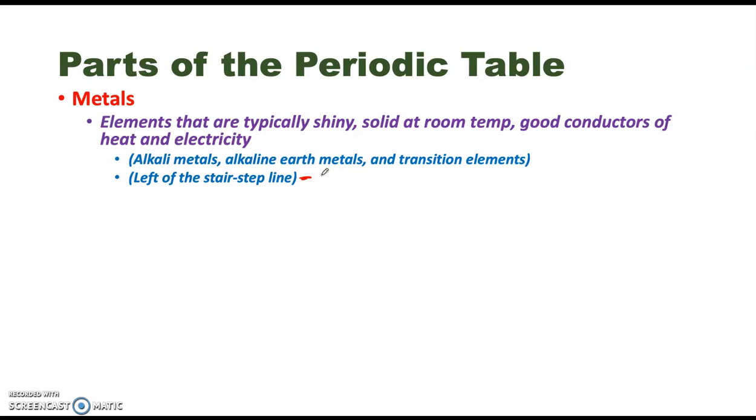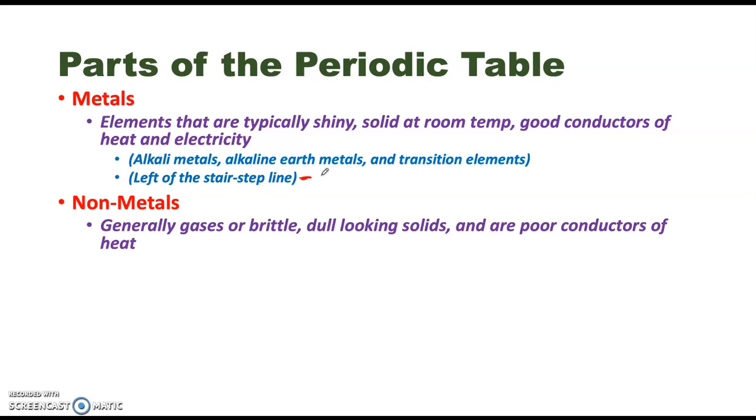Gallium is one of those metals you've probably seen videos of, where if you put a gallium spoon in your hand, it'll just melt in your hand because your hand is warm enough to melt it. So that's why that one's iffy about room temperature. Anyway, this includes the alkali metals, alkaline earth metals, and the transition elements.